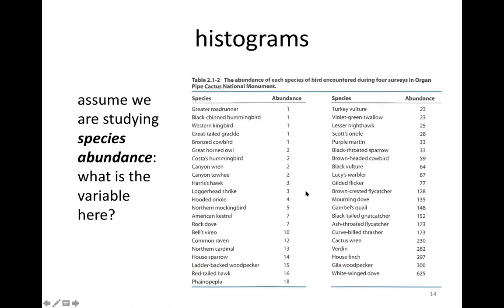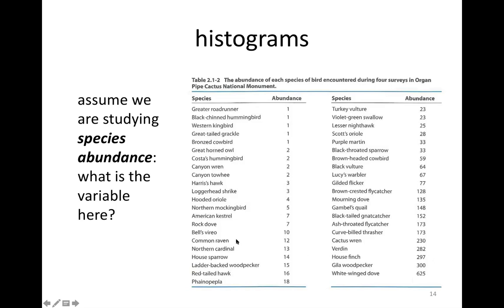So let's first look at this table again from the book. We have species abundances of, I don't know how many species of bird, the table describes how many times each species has been observed across 4 surveys in some region in North America. So the great roadrunner, as you see, has been observed only once. The bronze cowbird also only once, while the dove has been observed 600 plus times.